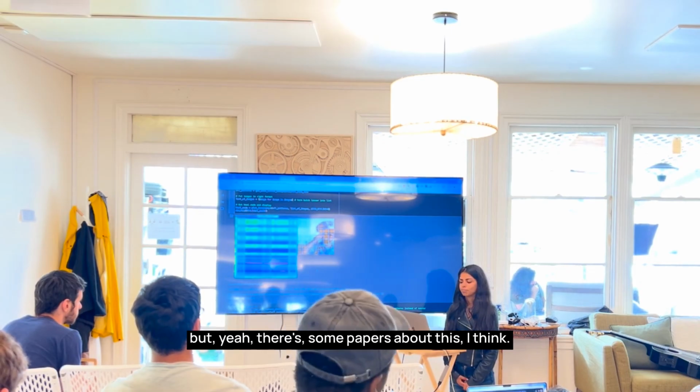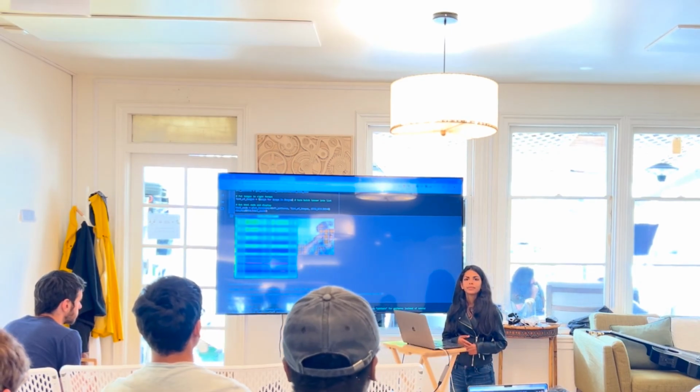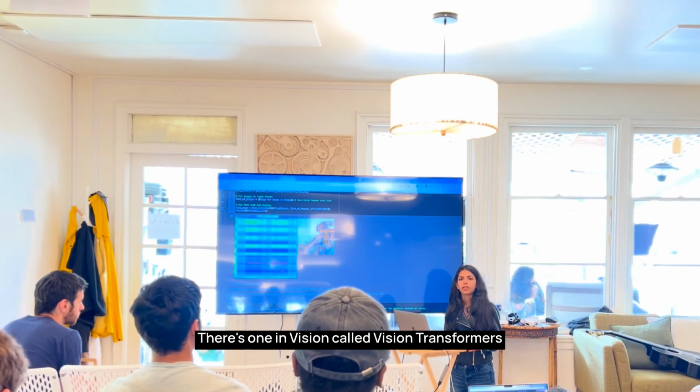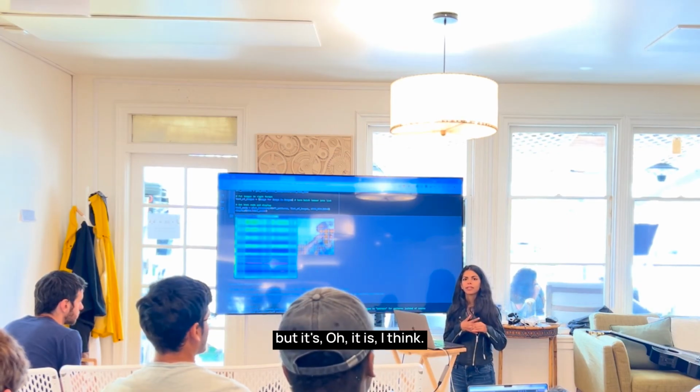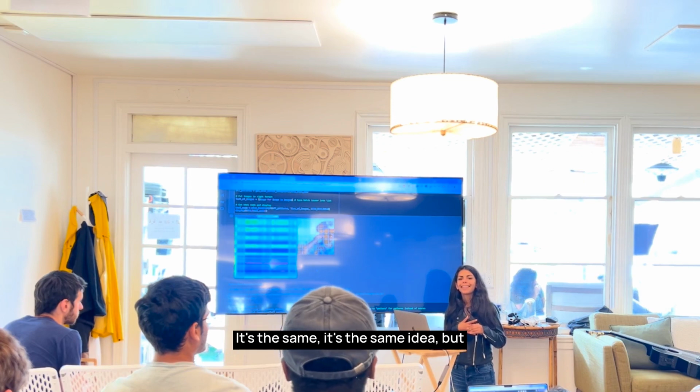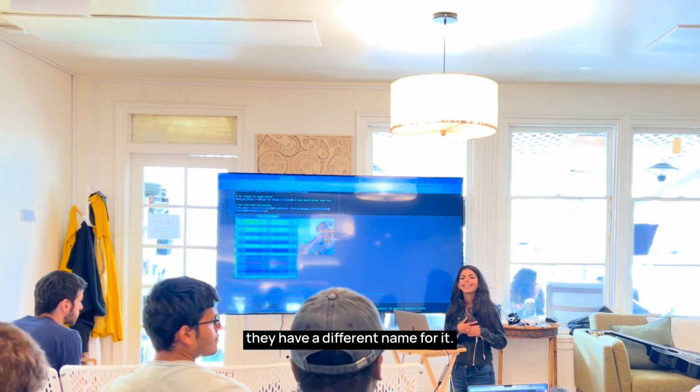But it's something about this that I think we should show. I'd love to read it. There's one in vision called Vision Transformers Need Registers, but it's not about attention sinks. I think it is. Oh, it's the same paper? It's the same idea, but they have a different name for it.